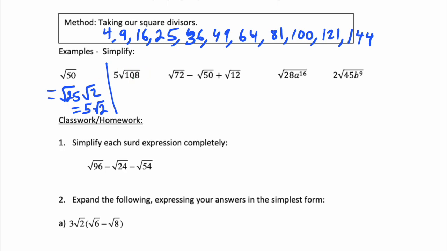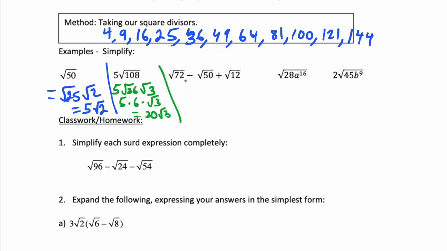So same thing with 108. 108 looks like it's going to be maybe an even number goes into 108. So let's start with half of 108, which is about 50 something. 49 doesn't go into it. 36, yes, this is 3 times 36. So you can write root 108 as root 36 root 3. And root 36 is 6. And you have 5 times 6 times root 3. The whole thing is 30 root 3.